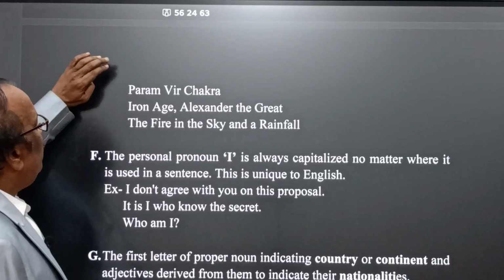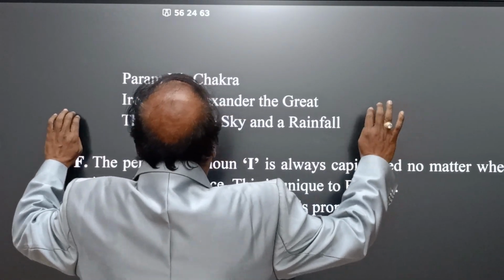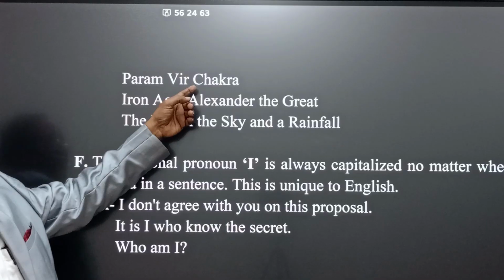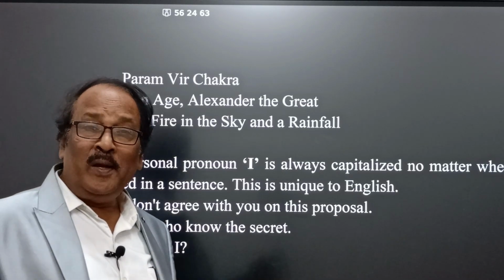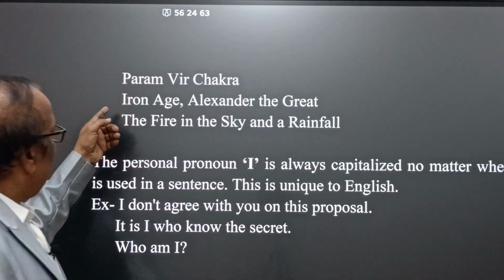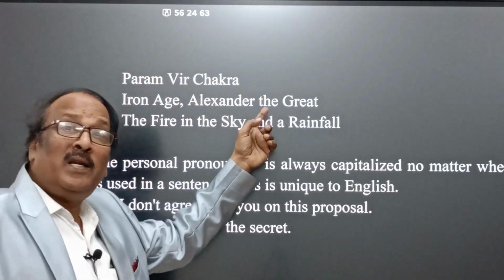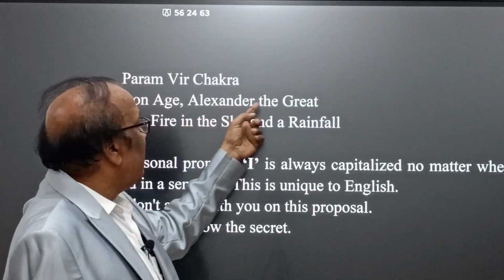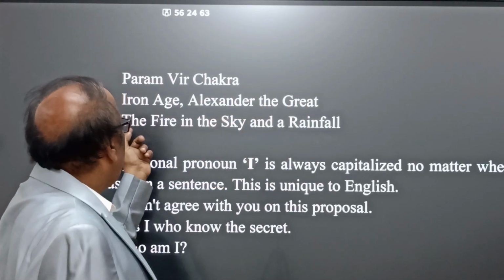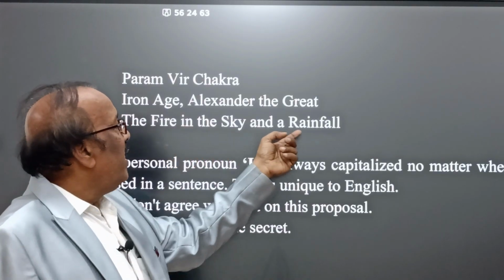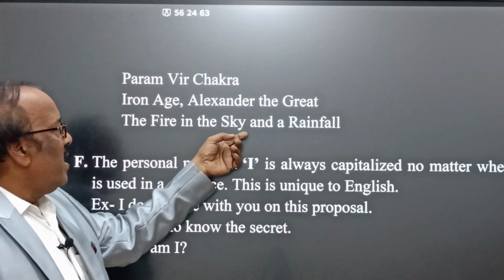Param Vir Chakra. Here Param, V, and C must be capital. Iron Age, Modern Age, Medieval Period. And here we find Iron Age. Alexander the Great, the article is here, but it must be small. Alexander the Great, Ashoka the Great. It is also the title of a poem, "The Fire in the Sky and a Rainfall."